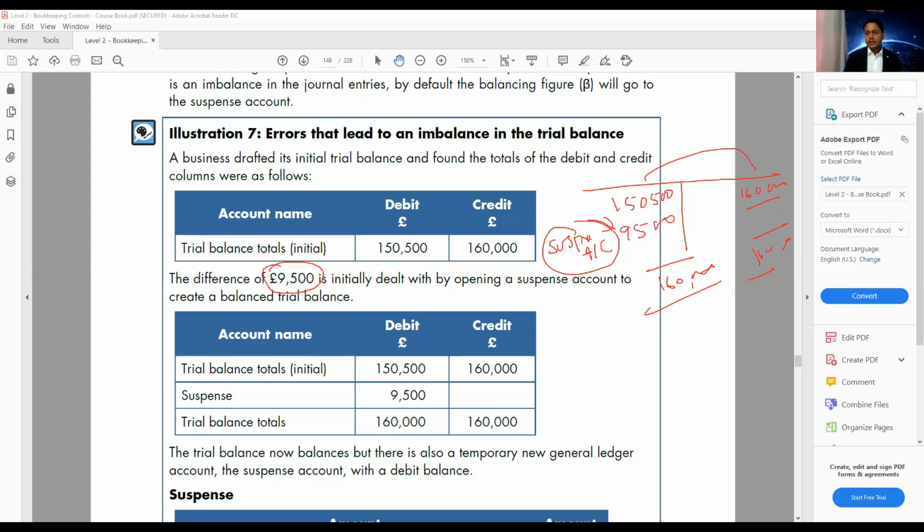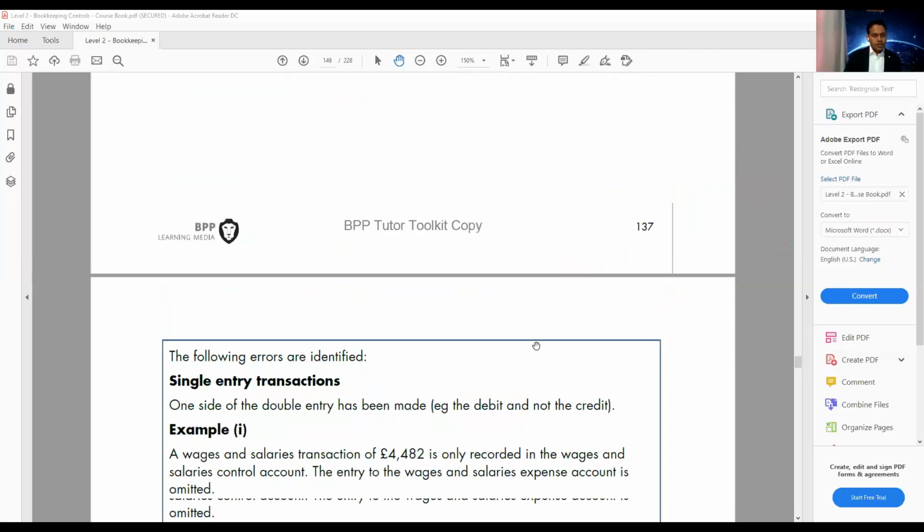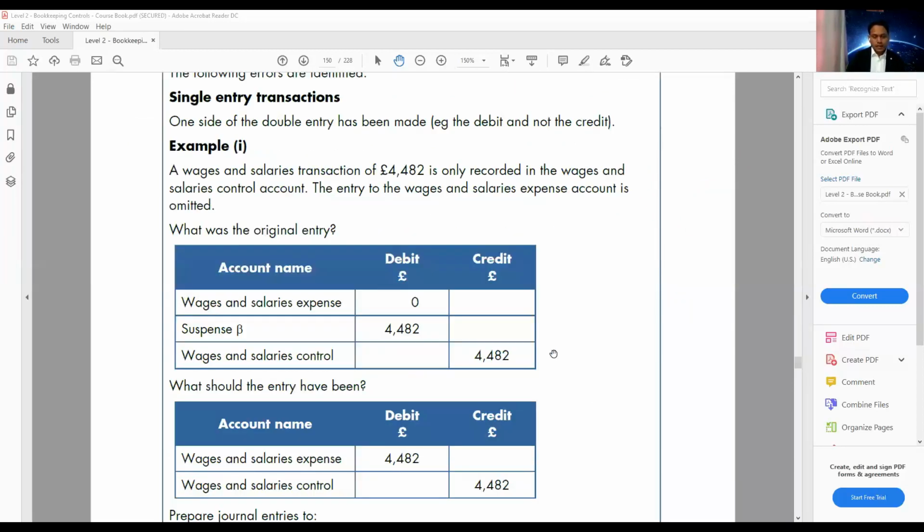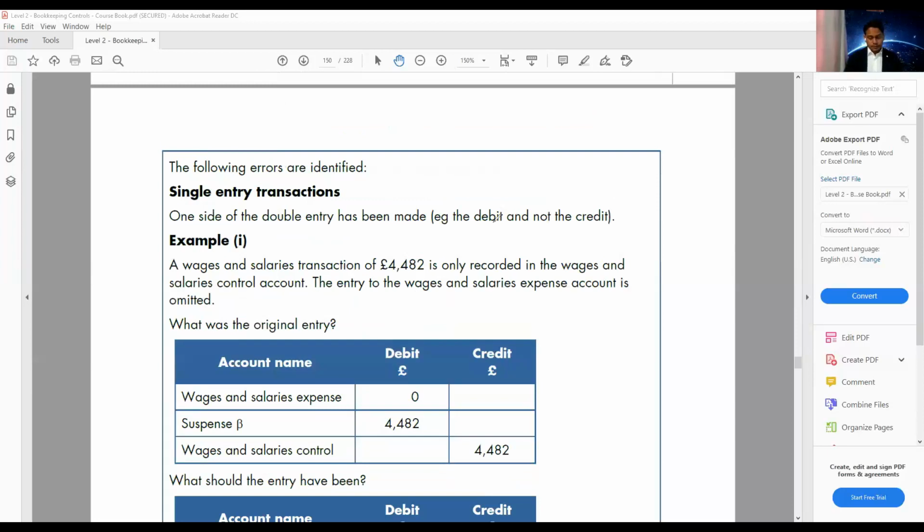All right, so let's have a look. The first one we have. Now we're going to see some errors because of which the trial balance will not be balanced.